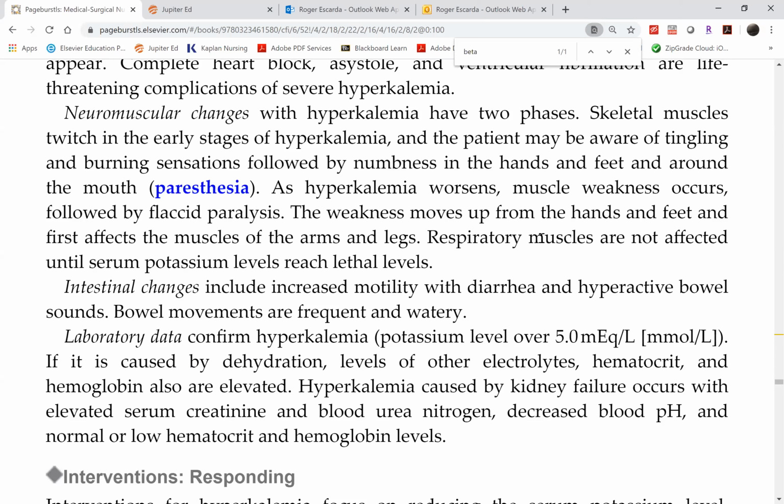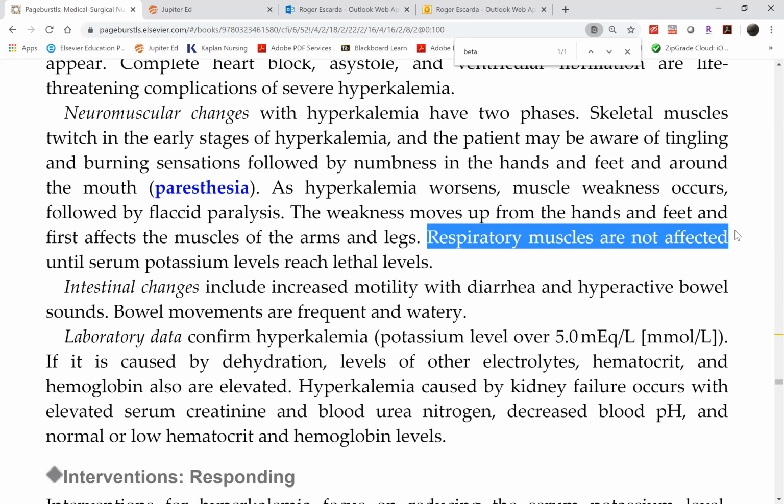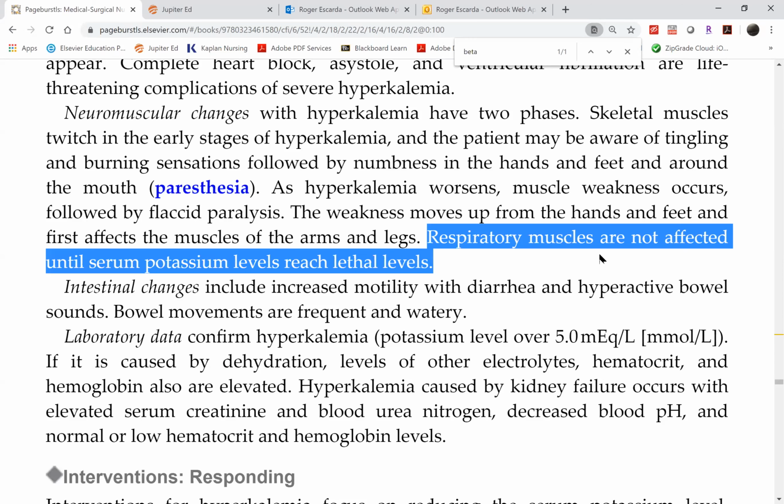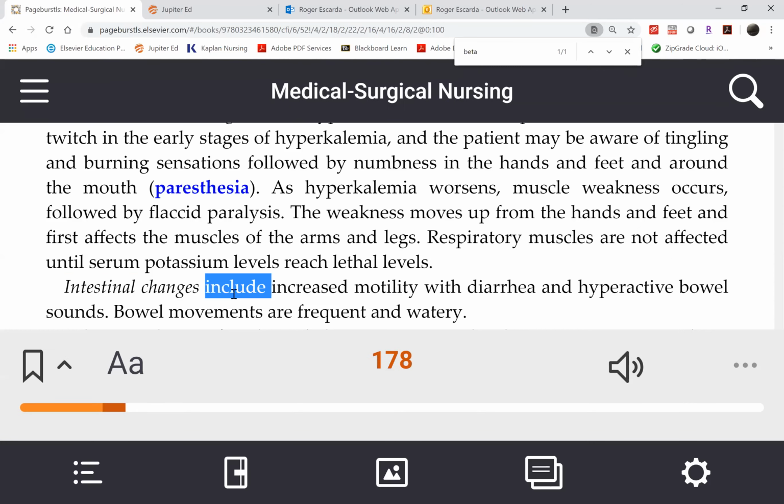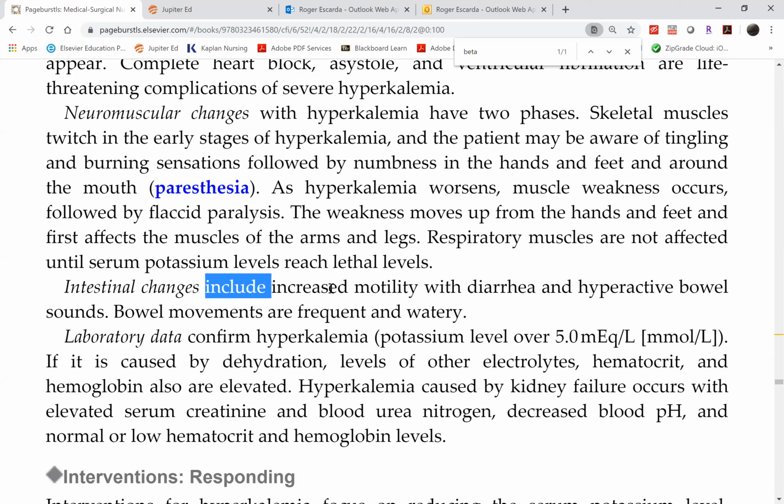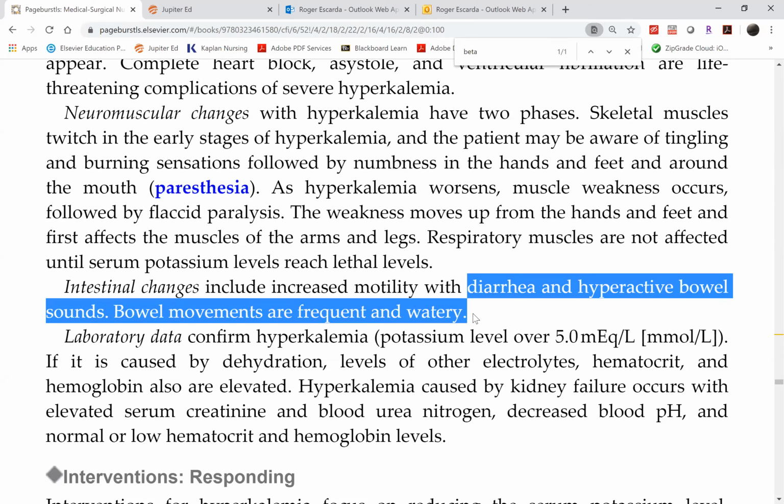So you see weakness of the skeletal and respiratory muscles, although the respiratory muscles don't really get affected until your potassium level is really high. But you'll see it happening just the same. Intestinal changes, complete opposite. Before, you had decreased motility, causing distension, nausea, vomiting, and constipation. Here you have increased motility. Now you have diarrhea and cramping.